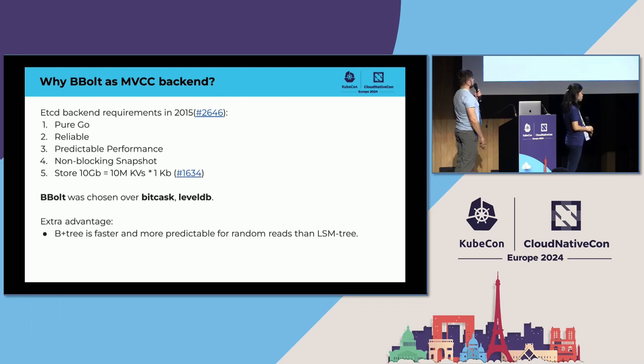And then last, we wanted to store about 10 million key values of approximately 1 kilobyte, so it adds up to 10 gigabytes of data. This was, I think, mainly driven by Kubernetes requirements back in the day. So people then did some performance testing of BBolt, comparing it with Bitcask and LevelDB, and they went with BBolt. One advantage is also that BBolt is using B-trees, and they are better for random reads compared to other databases, a lot of which use LSM trees.